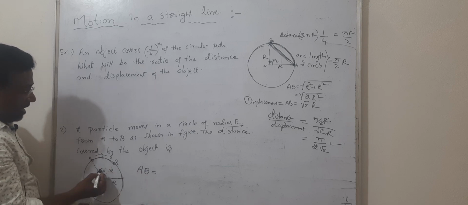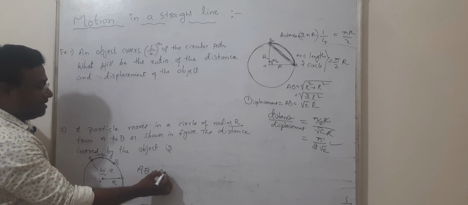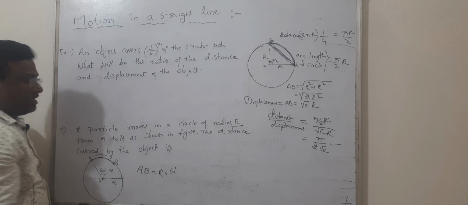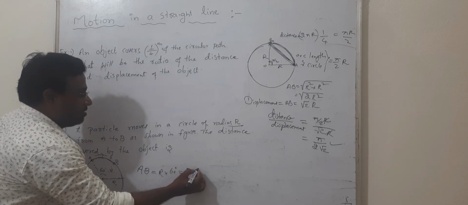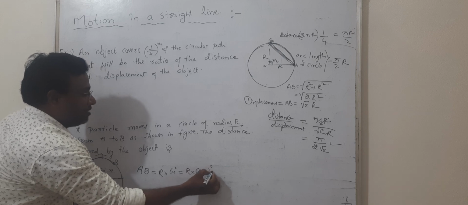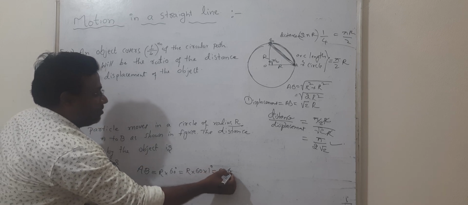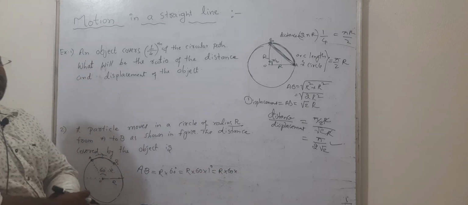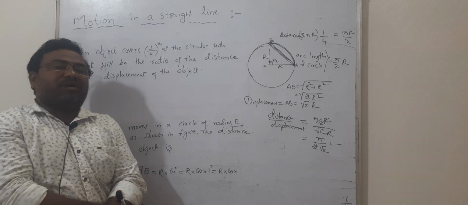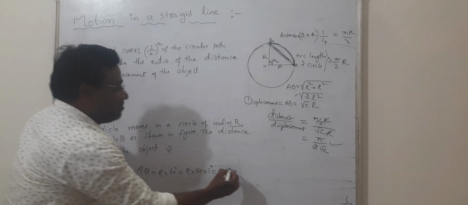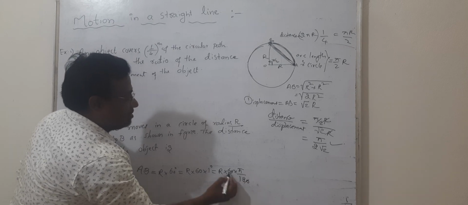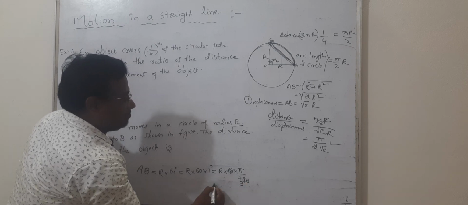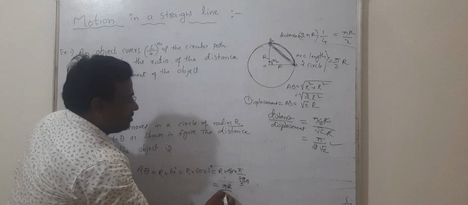Arc length is equal to angle into radius. This is the radius, this is the angle, 60 degrees. So convert degrees in terms of pi. This is r, this is 60 into 1 degree. What is the value of 1 degree? Pi radian is 180 degrees, so 1 degree is equal to pi by 180. The zeros cancel, 6 ones are 6, 6 threes are 18. So pi r by 3 is the answer.